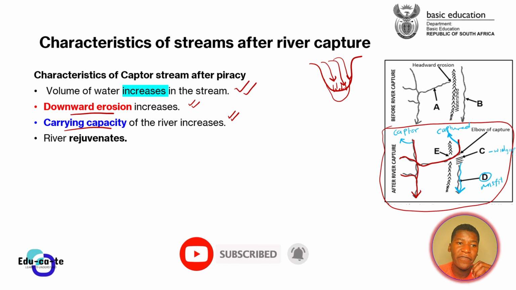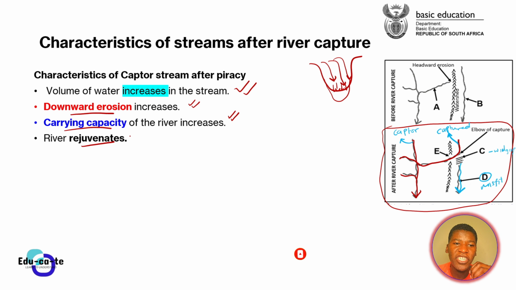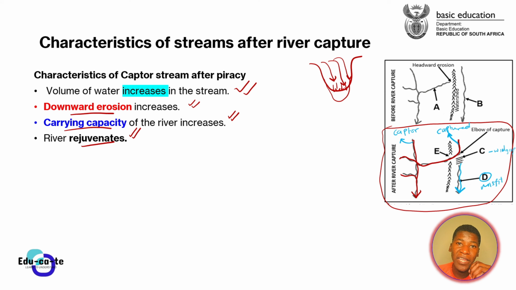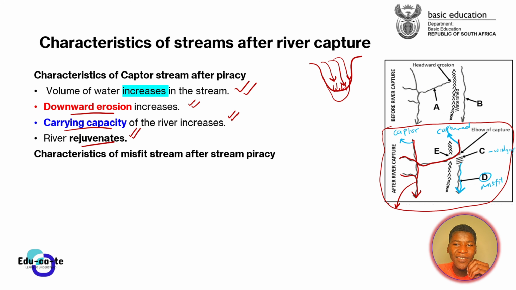Then the river also rejuvenates. We're still going to be brief about rejuvenation, but basically when you say that the river rejuvenates, that just means that it gains more erosive power. The river is able to erode vertically. So increased downward erosion is also the same thing as saying that the river rejuvenates, but write all of the points, you will get marks for each. So the river rejuvenates, the river will have more strength. This captor stream that has stolen the waters of the captured stream will have more strength to erode and erode and erode again. And then let us look at the misfit stream.